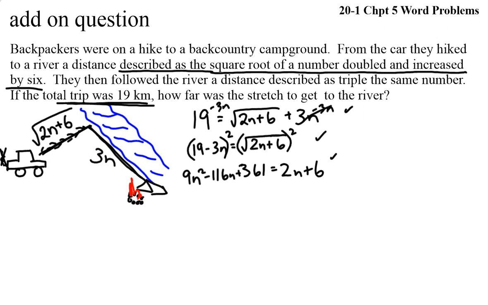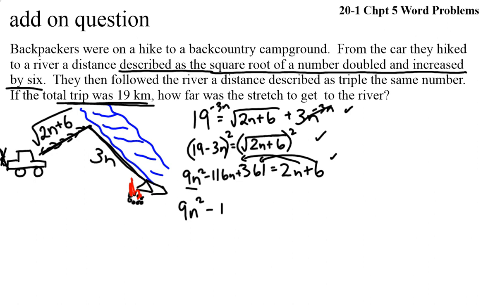From the solving radicals, how do we solve at this point? Well, the radical's gone. We see we have an n squared, so we have to solve the quadratic. Solve a quadratic, everything goes to one side, so I'm going to move the 2n and the 6 over, and I get left with 9n squared minus 100.